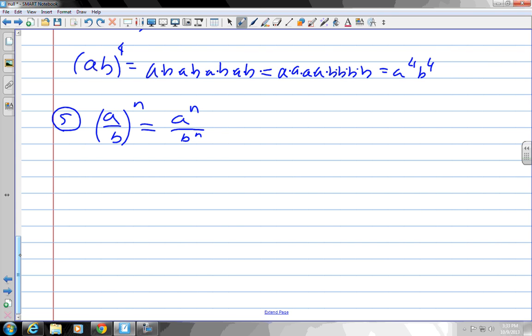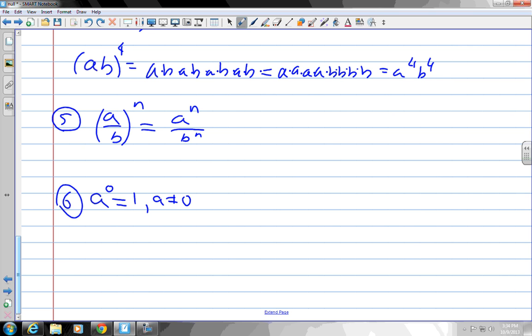Is that okay? All right. I'm going to give you the 6th rule. That will be the last one for today. Do you know what happens when you take a number and raise it to the power 0? Turns into 1. That's right, provided that a itself is not 0.